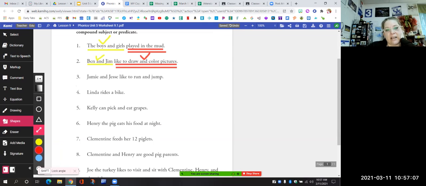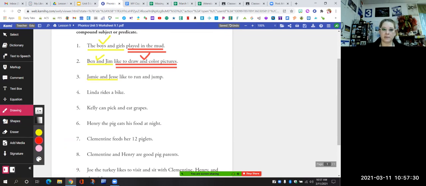Jamie and Jesse like to run and jump. What or who is that sentence about? It is about Jamie and Jesse. Okay, so Jamie and Jesse. That tells me how many people this sentence is talking about? It's talking about 2 people. So is that simple or a compound subject? That is a compound. It is a compound subject because there's 2 of them.